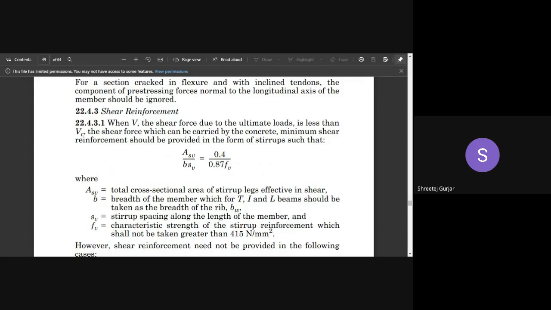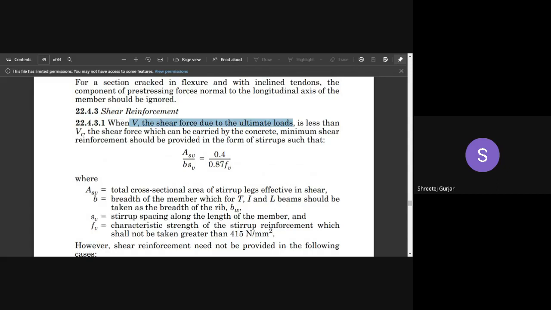Now, if your capacity is smaller than the load which is acting on it, which means the shear force V due to ultimate load is higher than the shear capacity, that is, it is higher than VC, meaning your concrete is not able to handle that much shear. So we need to provide some shear reinforcement.